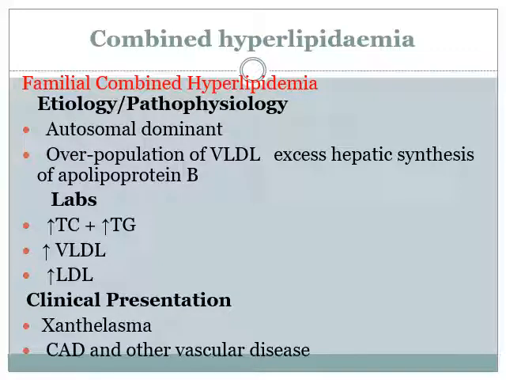Primary hyperlipidemia is divided into primary hypercholesterolemia, primary hypertriglyceridemia, and the last one is combined hyperlipidemia, like familial combined hyperlipidemia. It's also autosomal dominant due to overproduction of VLDL as a result of excess hepatic synthesis of apolipoprotein B, which forms VLDL.